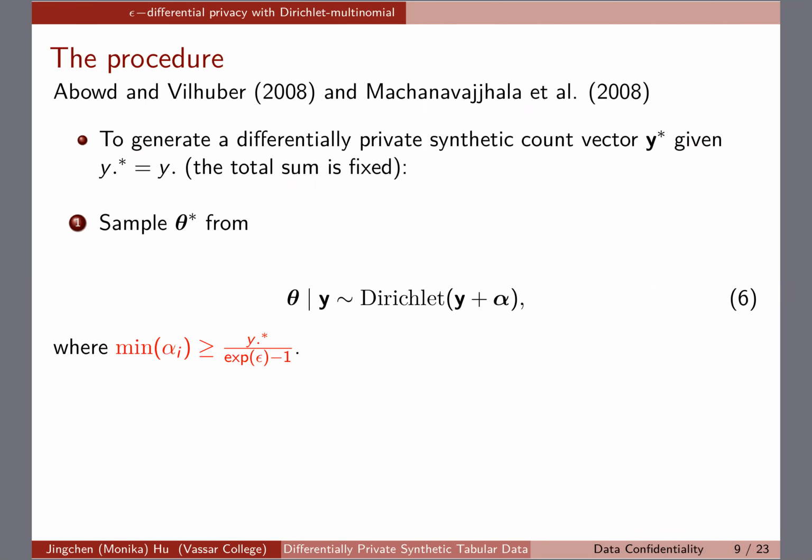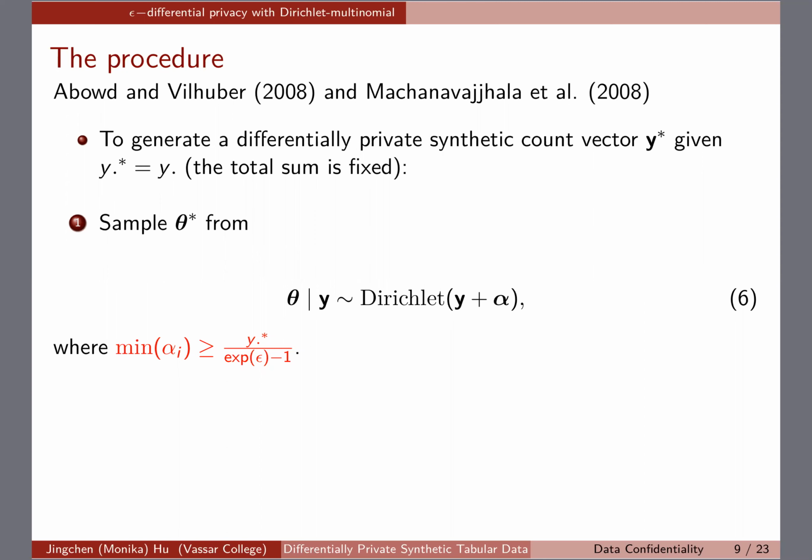So to generate a differentially private synthetic count vector, we are using Y star here, bold Y star. Again, we are making sure that the total sum is fixed, okay? You can think of it as rearranging the counts in different categories, but then the sum wouldn't change, okay? So what we do is, you can see that equation 6 is actually no different from the posterior that we showed you earlier, okay? So we first of all sample the parameters theta star from this, I wouldn't call it posterior, we will see why that is the case, but it looks very similar to what we saw before, okay?